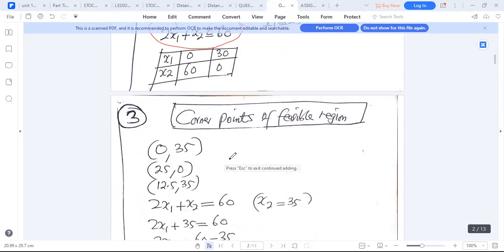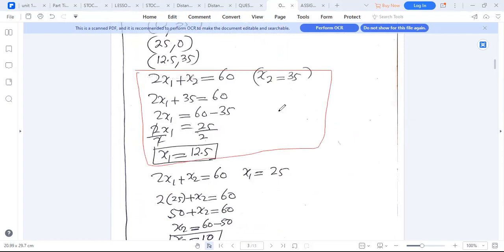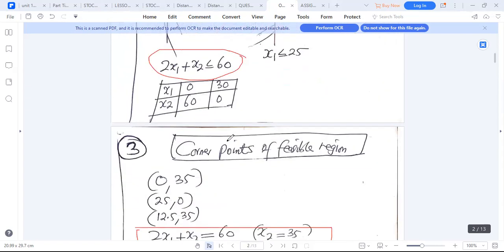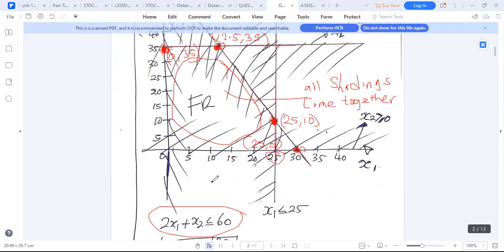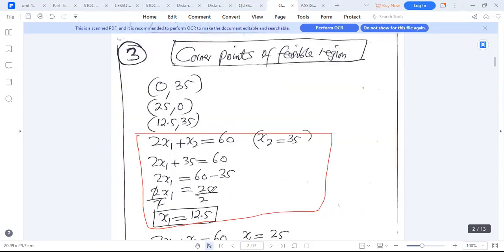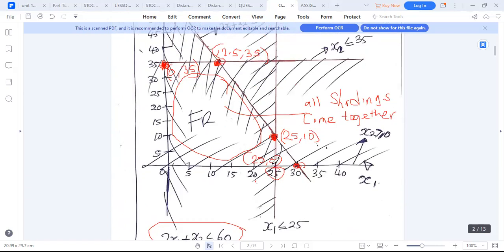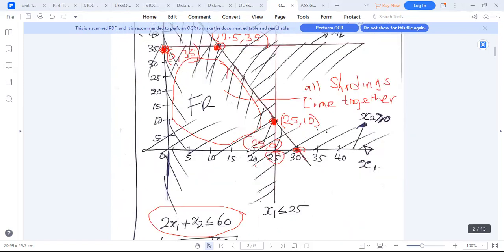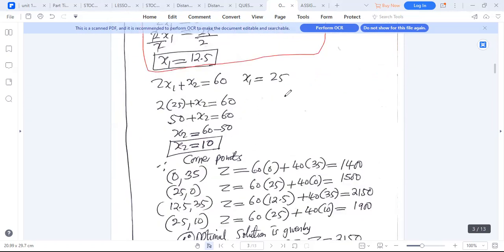Then we have the other one. Now this one was obtained just by substituting 35 in this equation, where x2 is 35. So we got 12.5. So it's 12.5, 35, that one. Then getting down to the other one, we are substituting 25 in the same equation, where it's ending up to 60 there. We are getting our x1, 25. So this point is now 25, 10.